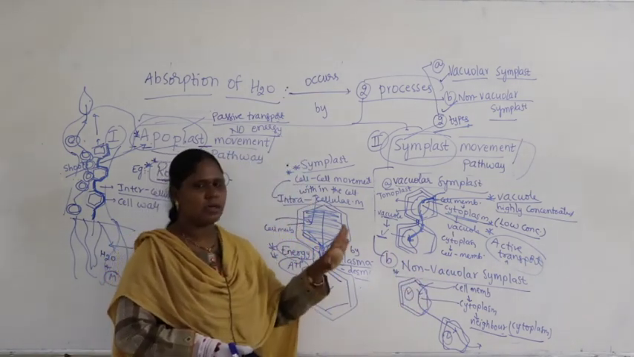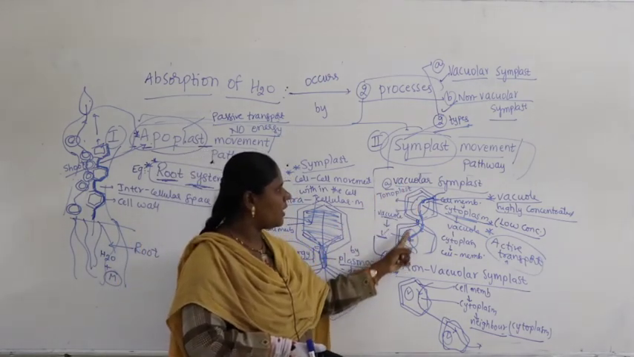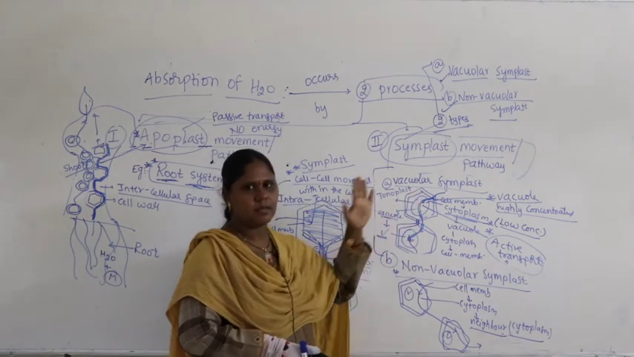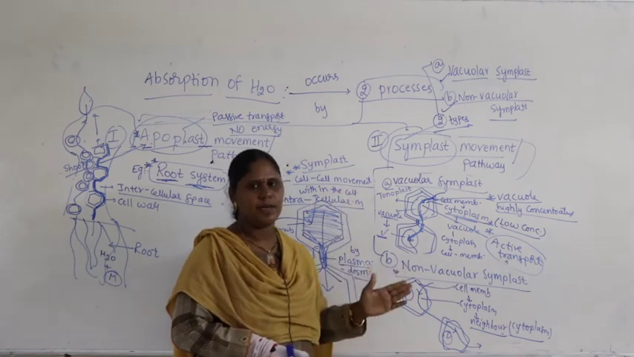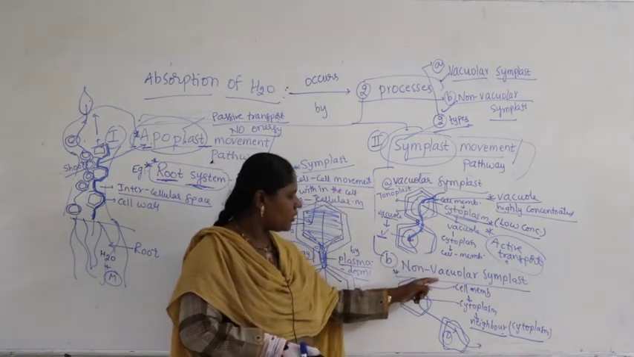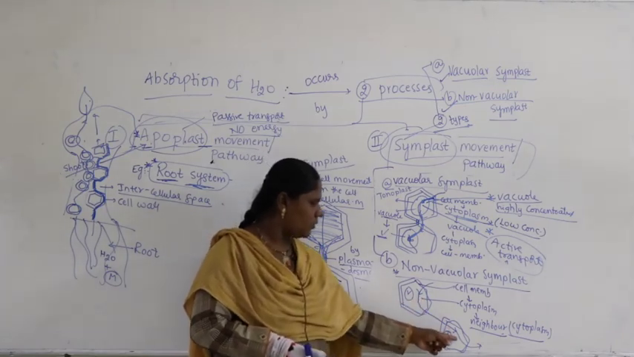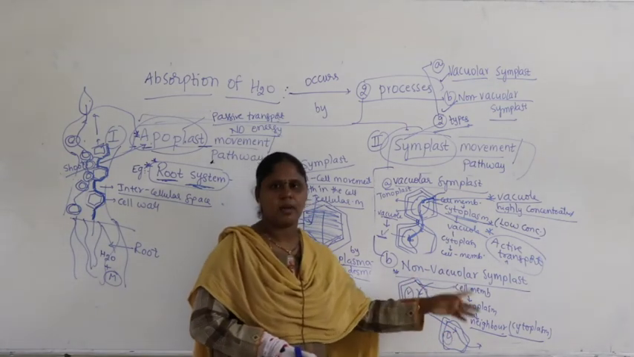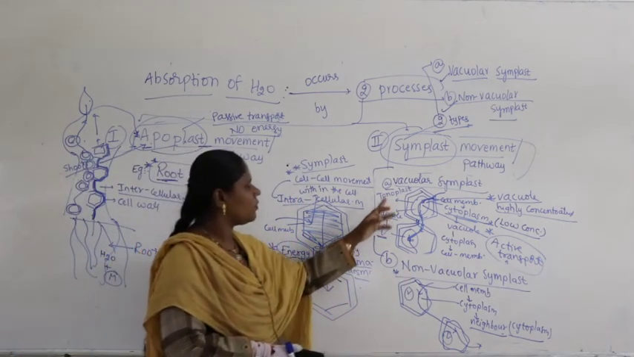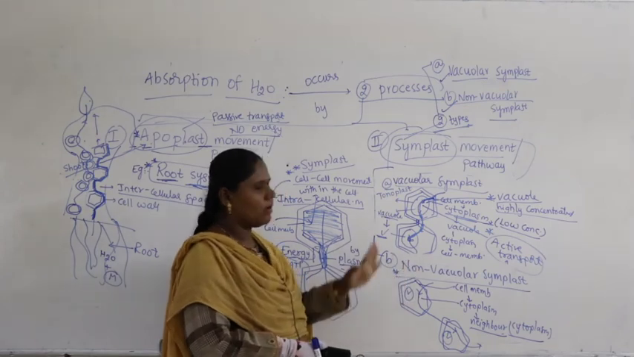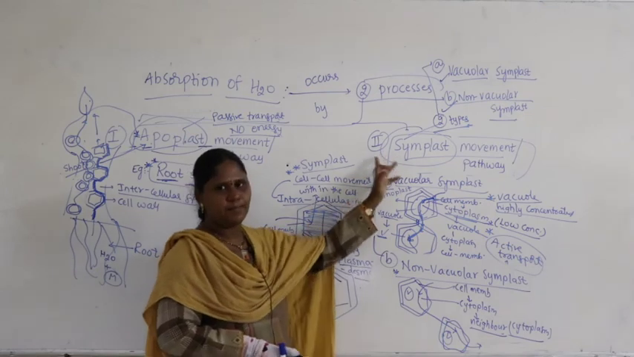Now I hope you got full clarity on symplast. This is vacuolar symplast: vacuole to vacuole movement from one cell to another. Especially it needs energy, ATP, so it is referred to as active transport. Non-vacuolar means without entering into vacuoles, cytoplasm of one cell to cytoplasm of another cell. So we have two types, vacuolar symplast and non-vacuolar symplast. These two cases both come under what? Symplast.